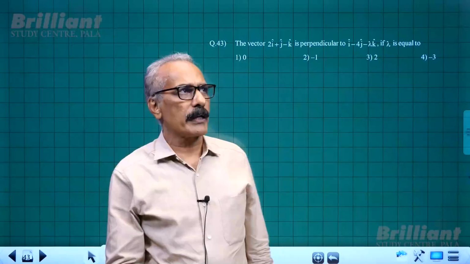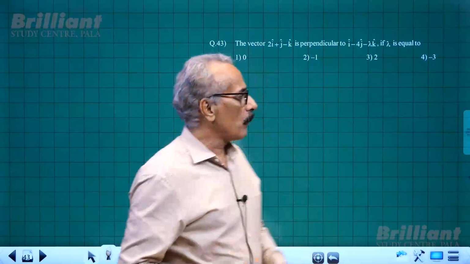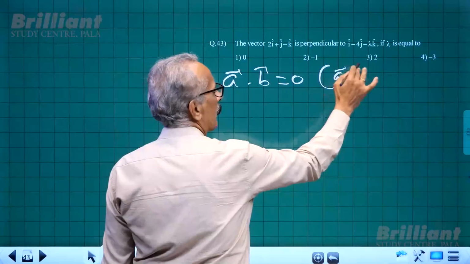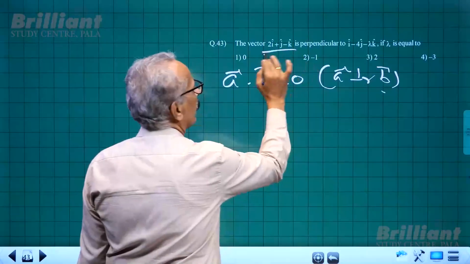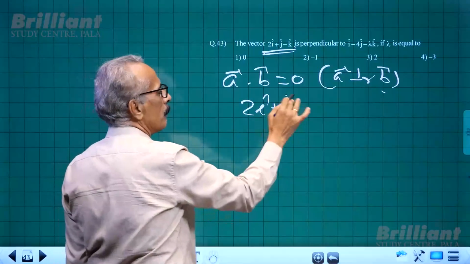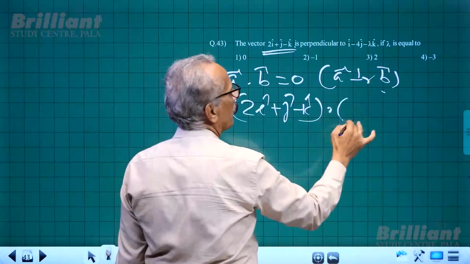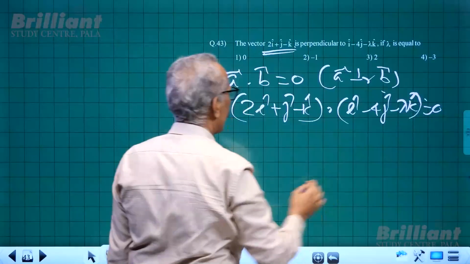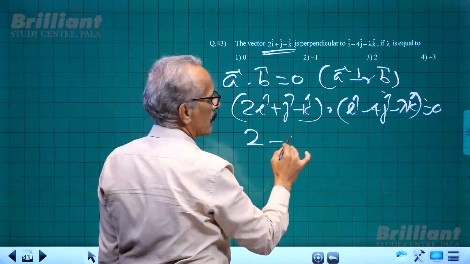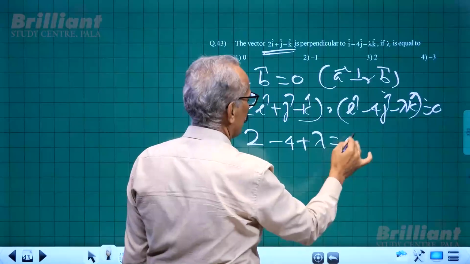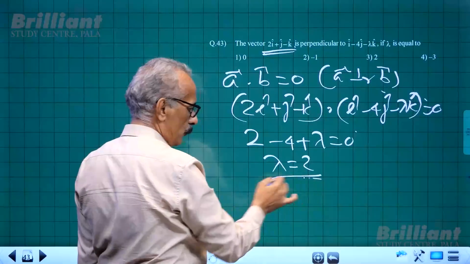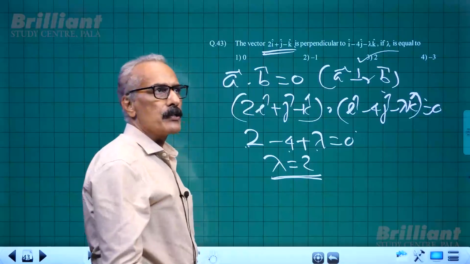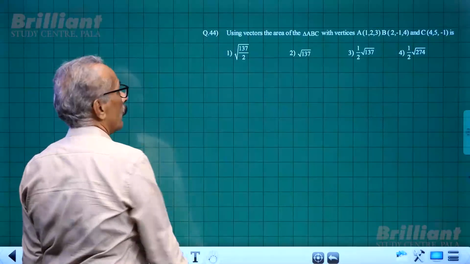On to the next question, the vector is perpendicular to this vector with lambda. What's the condition that two vectors are perpendicular? A dot B is equal to 0, which means A is perpendicular to B. Take the dot product: (2i plus j minus k) dot (i minus 4j minus lambda k) equal to 0. So it is 2, then minus 4, plus lambda equal to 0. Minus 2 plus lambda, so lambda is equal to 2. You have A dot B equal to 0. We'll move on to the next.